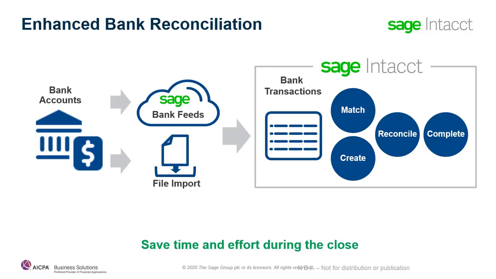Sage Intacct provides streamlined bank reconciliation capabilities. Bank transactions can be imported or automatically downloaded into Intacct via bank feeds. Bank transactions are then matched, manually or automatically when possible, to existing Intacct transactions. For those bank transactions where the matching Intacct transaction does not yet exist, you can create new Intacct transactions to match to those incoming bank transactions.